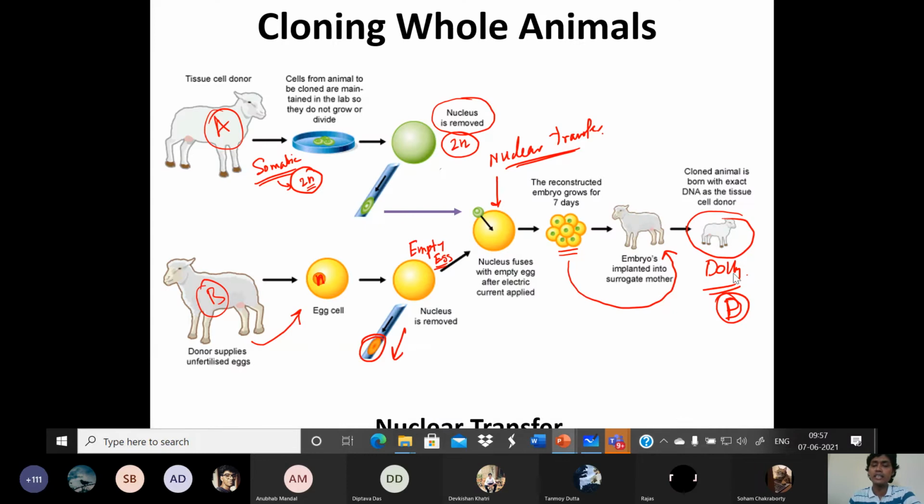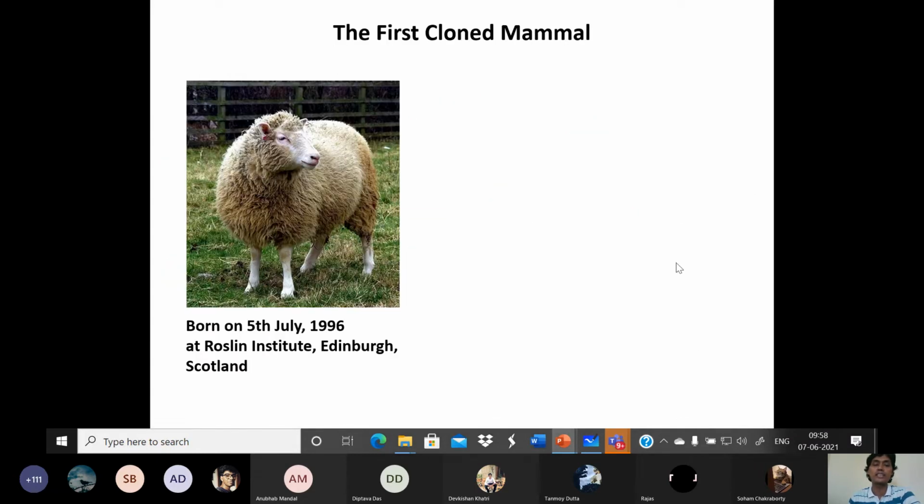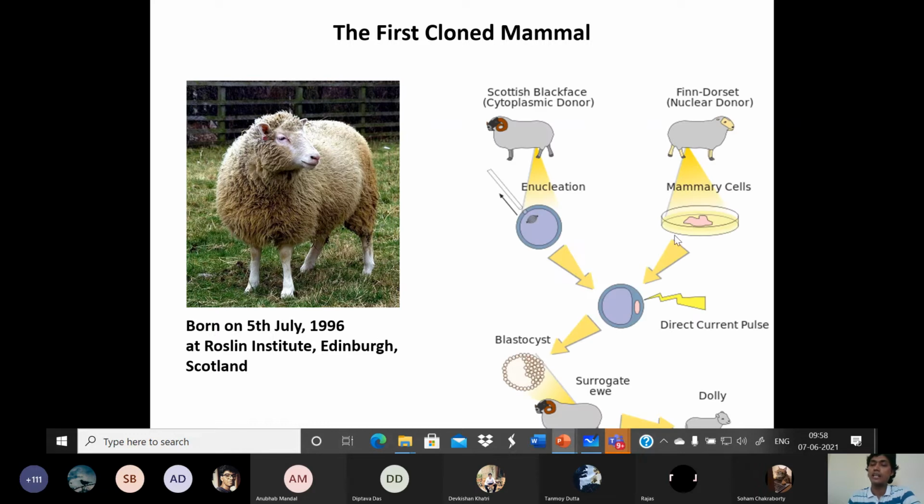So this is Dolly, and this is the schematic diagram. But here you can see the actual one. This is Dolly, born on 5th July 1996 at Roslin Institute, Edinburgh in Scotland. And this is the process. Whatever I discussed in the last slide is exactly the same.